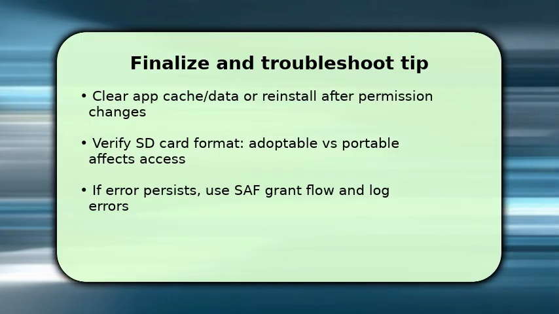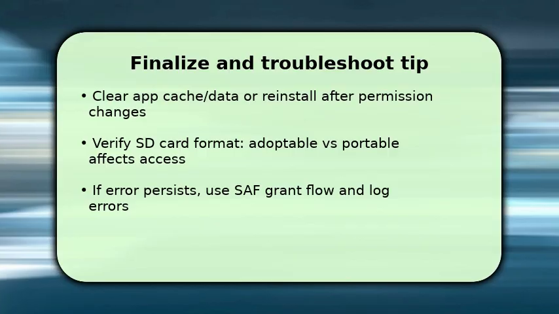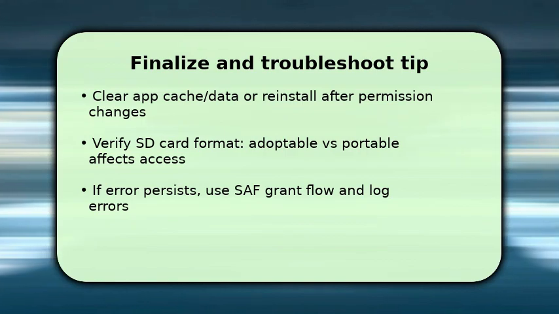If the folder is on an SD card, confirm its format. Adoptable storage grants app-level access while portable can block it. If the problem persists, run the SAF grant flow again and capture logcat errors. That single troubleshooting tip, check logcat for specific denial codes, quickly reveals the remaining cause.